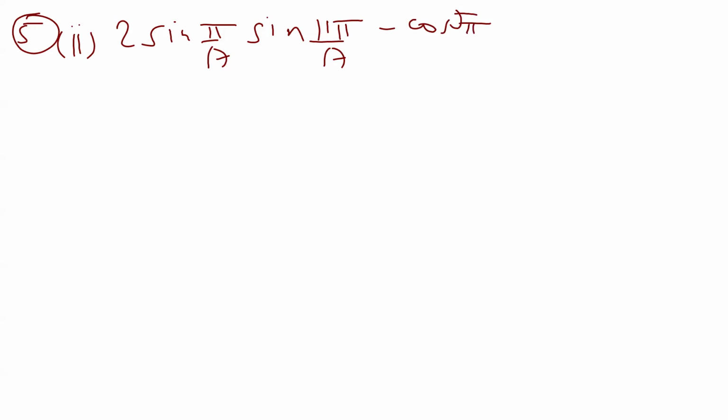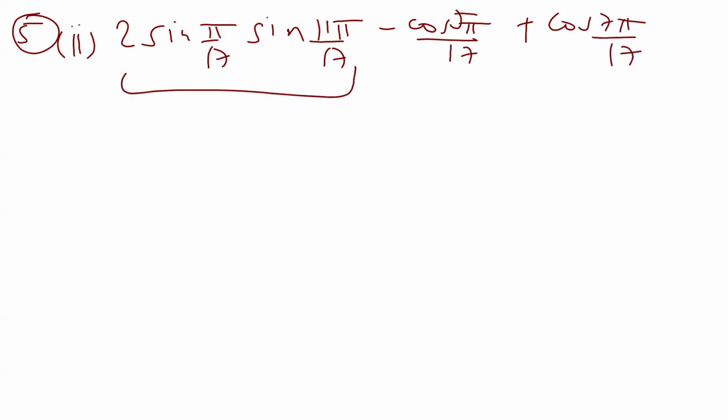Question 5, sub-question 2 will start. 2 sin 7 pi by 17 sin 11 pi by 17 minus cos pi by 17 plus cos 7 pi by 17. So I'll just apply the 2 sin A sin B formula. So this is cos, plus cos. This is A and this is B.